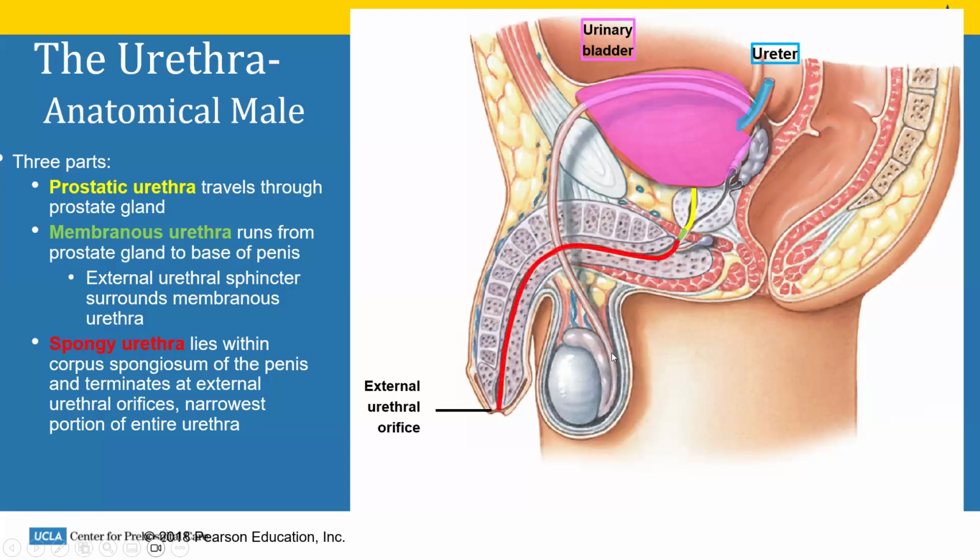And the last part is the spongy urethra, which is traveling through the penis, and specifically through the corpus spongiosum. So if you see this erectile tissue in where I'm outlining here, the urethra goes straight through that erectile tissue and exits at the external urethral orifice or opening. Okay. And that's a review of where our internal urethral sphincter and external urethral sphincter are.